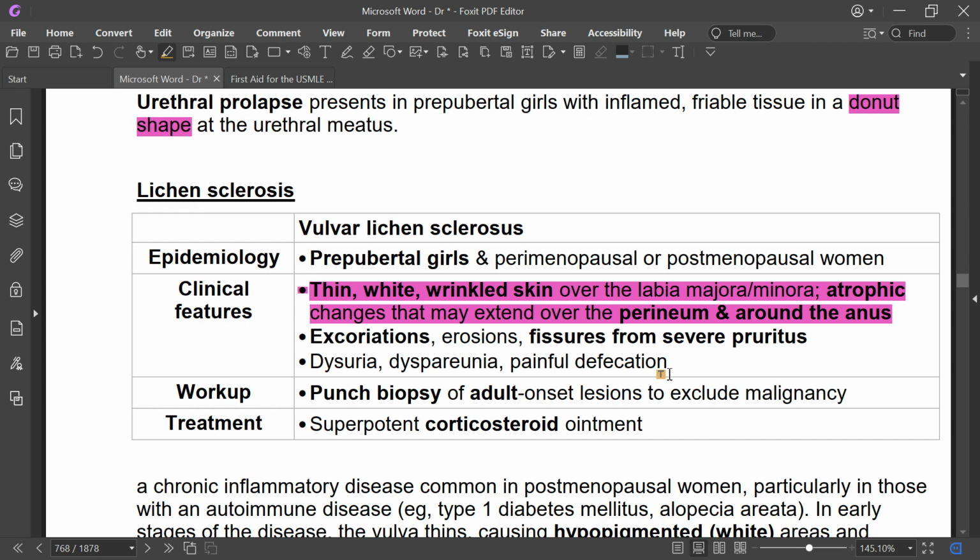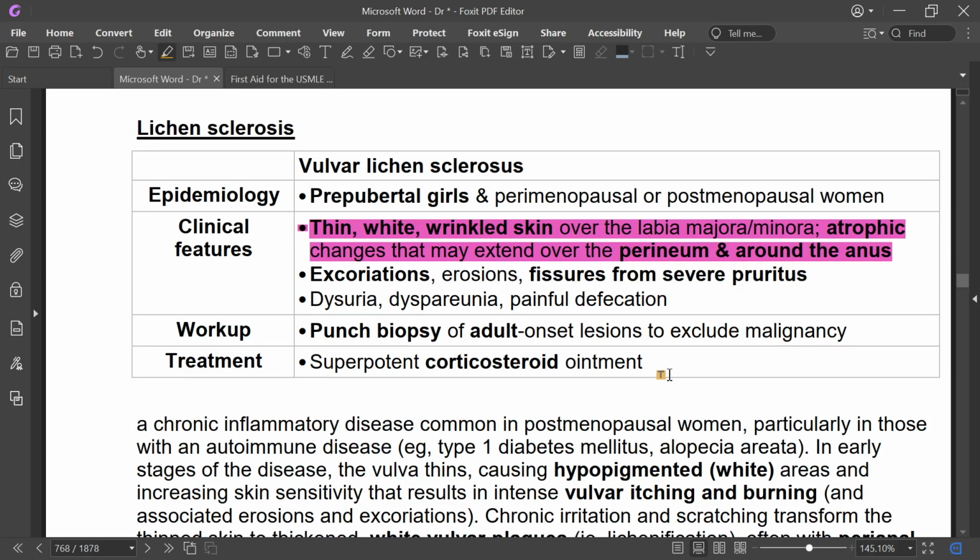Dysuria, dyspareunia, and painful defecation may be present. In vaginal involvement, dysuria and dyspareunia may be present. Punch biopsy of adult onset lesion to exclude malignancy. Superpotent corticosteroid ointment should be given.